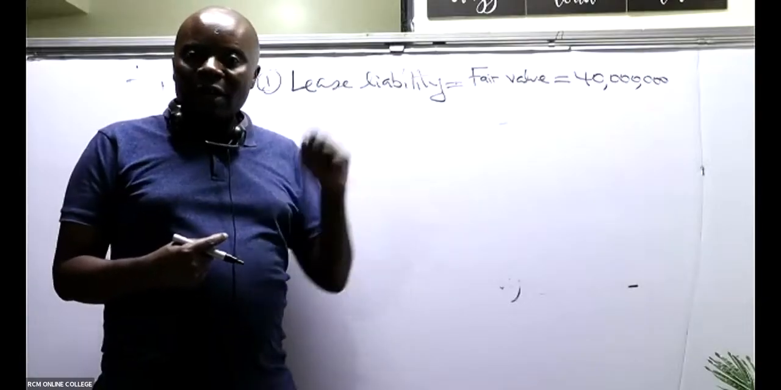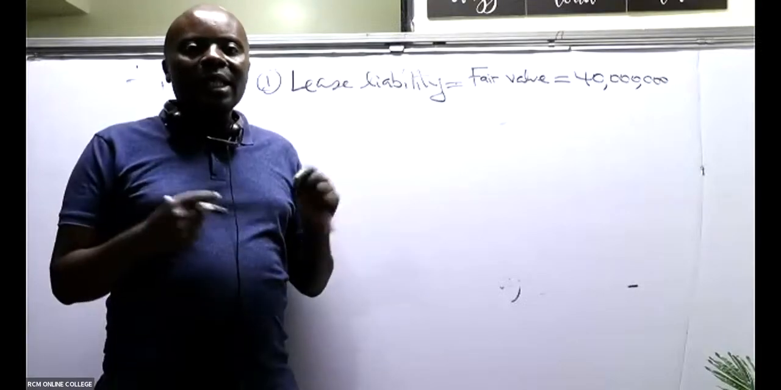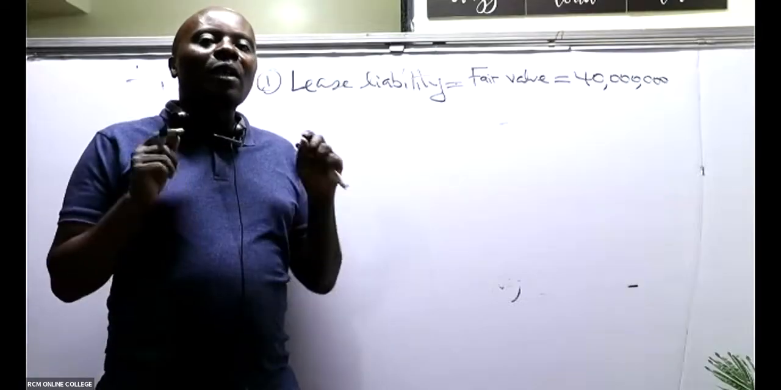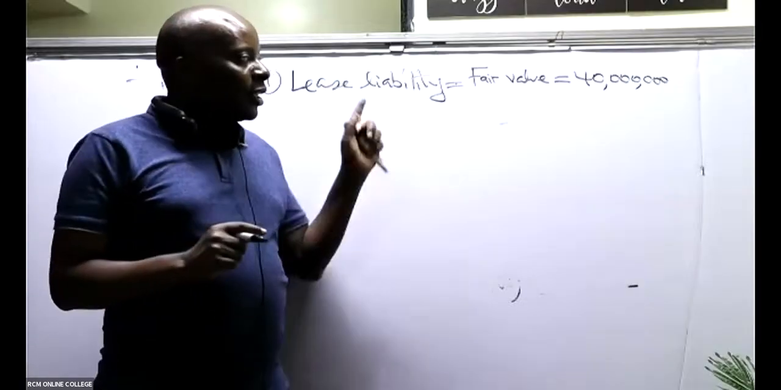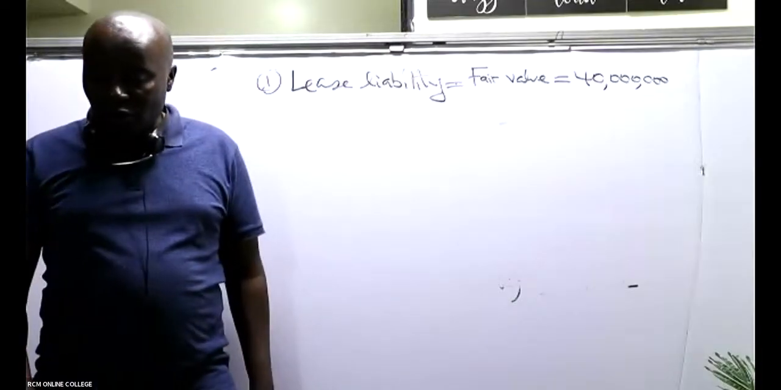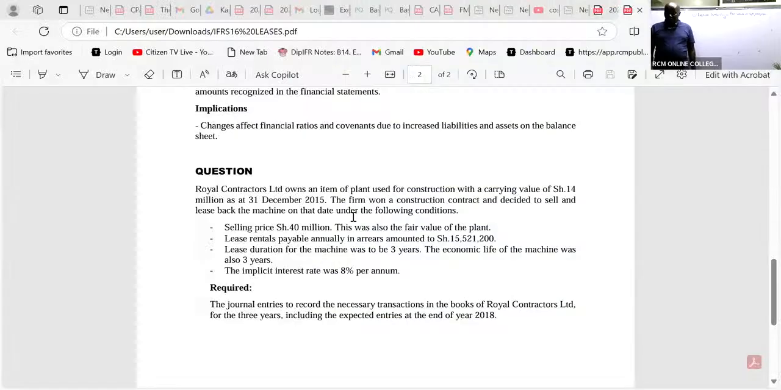Because I've been given fair value, I don't need to discount at all. Because lease liability, which is the present value of all the lease rentals, shall always be equal to the fair value of the asset. Like in this case here, they have told us the fair value of the asset. They have told us here that selling price, you can see this selling price, 40 million. This was also the fair value of the plant.